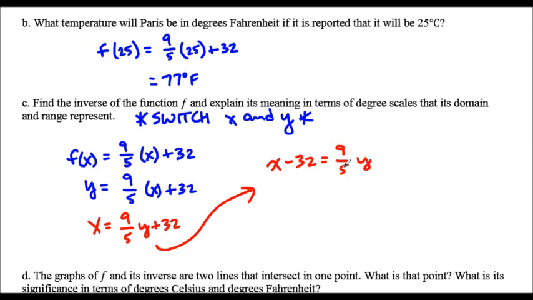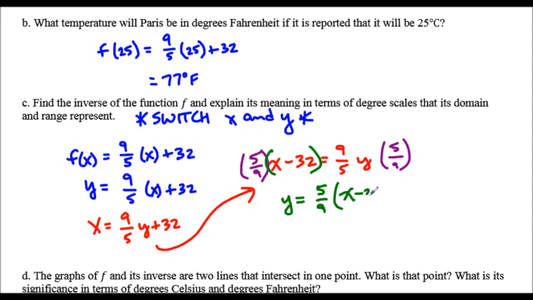And to get the y by itself, I'm going to multiply by the reciprocal of this fraction. So I'm going to multiply both sides by 5/9. And that's going to work out to look like this. I'm going to write y equals 5/9 times the whole quantity, I should put that in parentheses here, x minus 32.